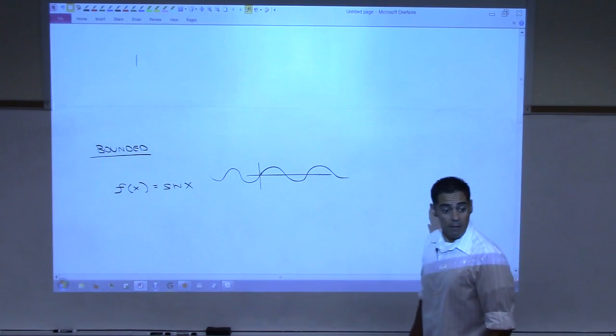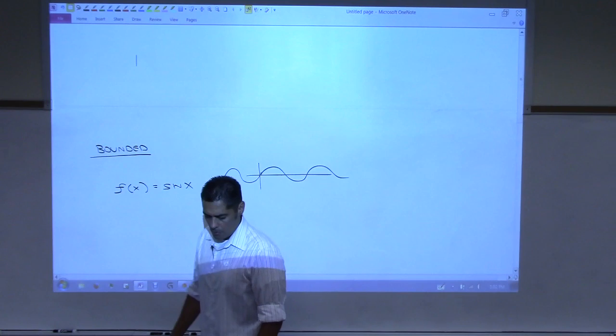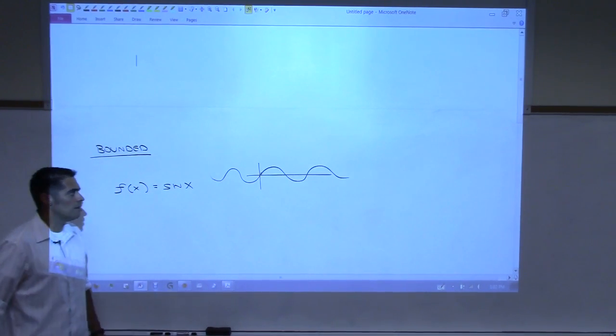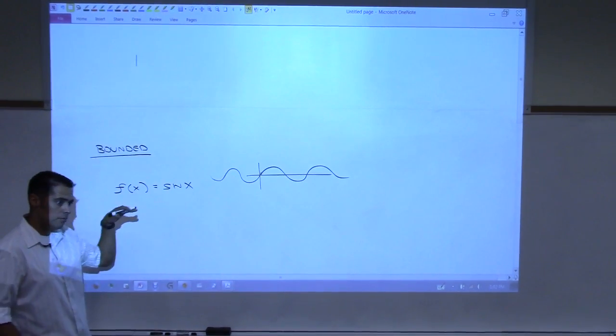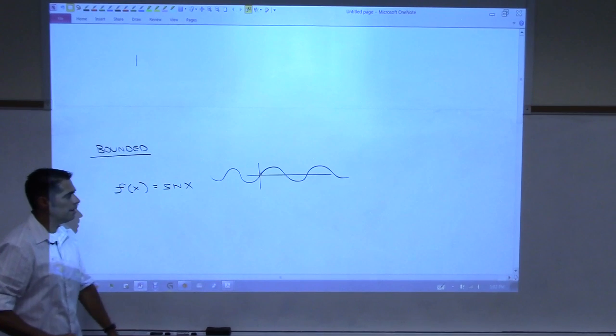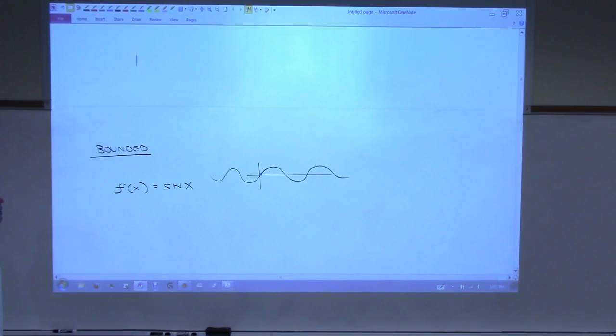Are trig functions the only ones that are bounded? Oh no, you can have functions that are bounded that are not trig functions. Anything where you have an asymptote where you can't go above it. They're not the only ones, but these are the ones we see a lot in Cal 1.